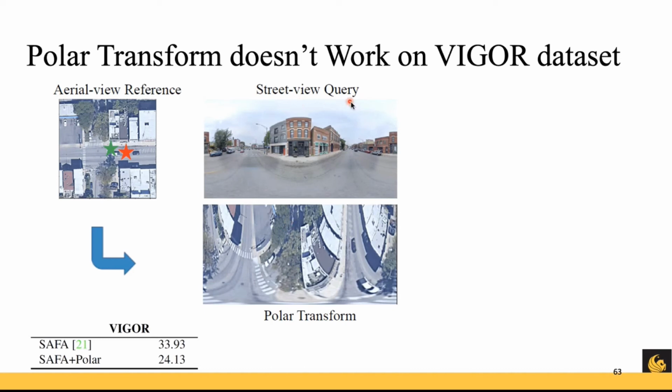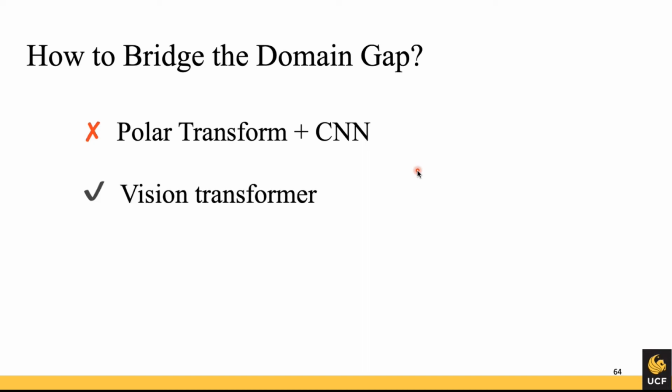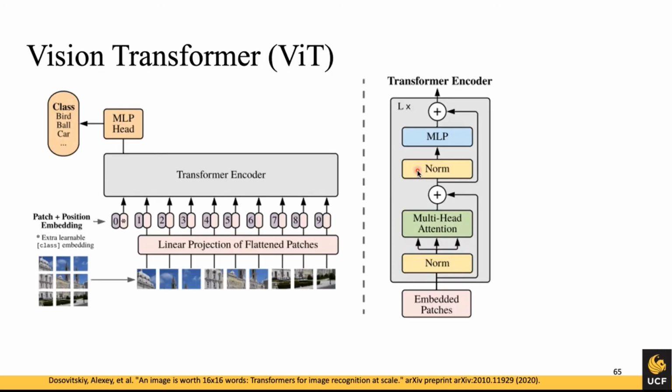So this is the street view image, but if you do the polar transform of the aerial reference, which has the top of the building, there's still a very large gap between the visual appearance of these two views. So in this case, how do we bridge this domain gap, right? We tried this polar transform with the CNN pipeline, it doesn't work well. And here in this paper, we propose using the vision transformer, okay? The vision transformer is getting a lot of interest in the vision domain for various tasks.